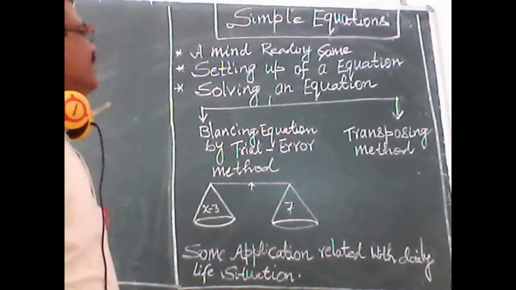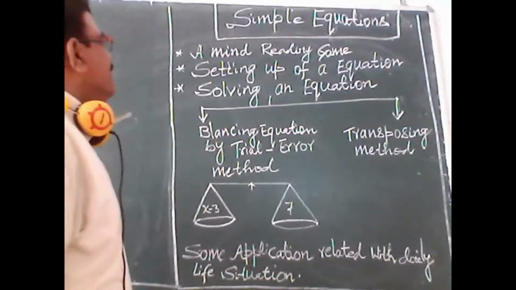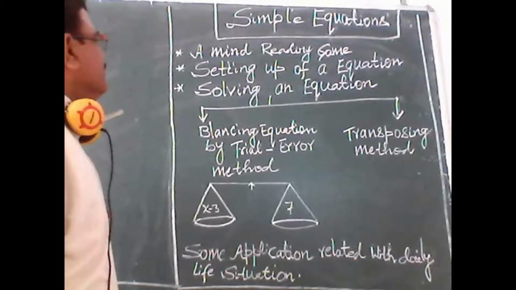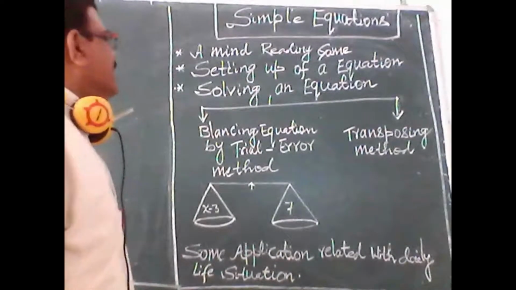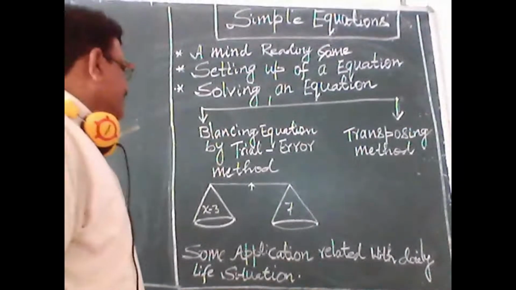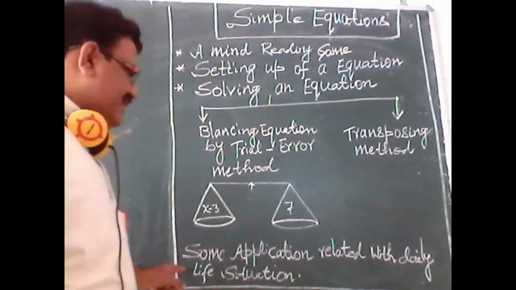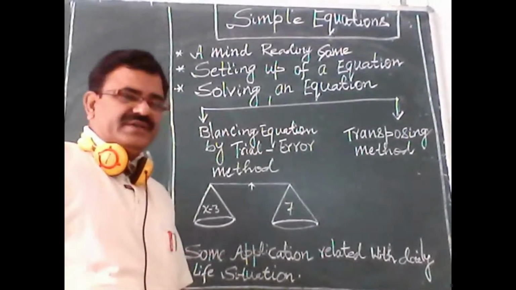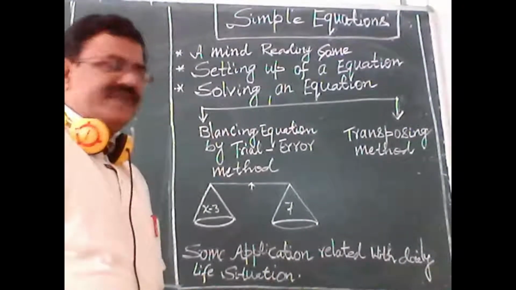Students, the TLO of this chapter, chapter 4 simple equations: first of all, I will discuss some mind reading games. Second is setting up of equations, third is solving an equation, and the last, fourth one, will be some applications related to daily life situations. There are 4 points. These are our targets for the learning.